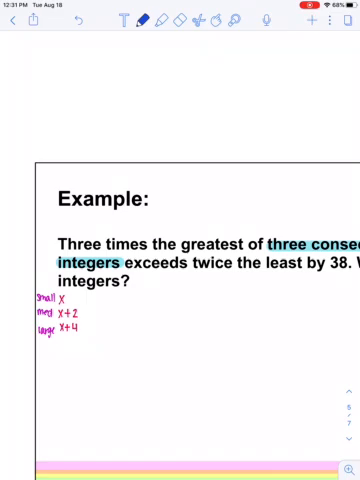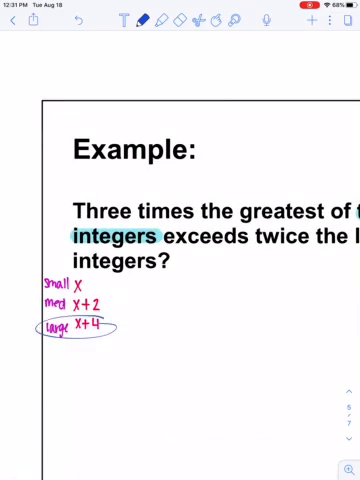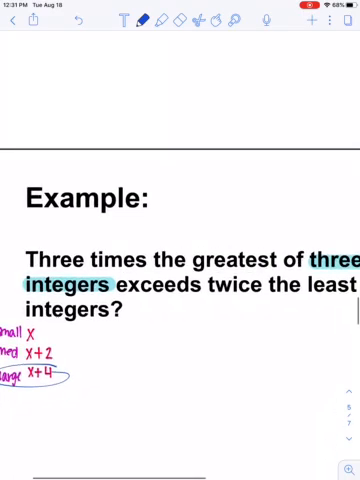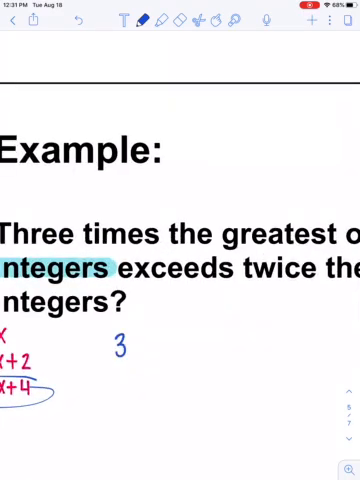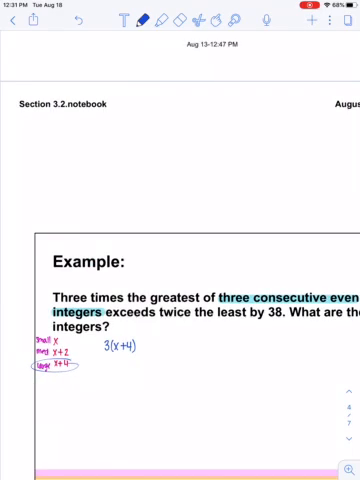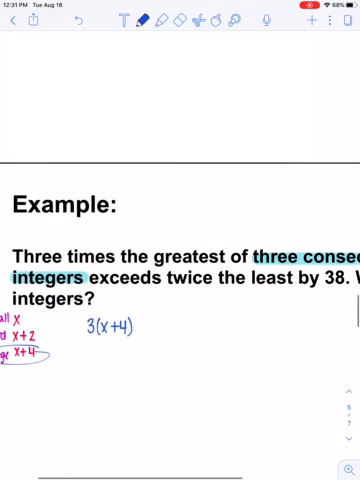It says 3 times the greatest. So my largest one was the x plus 4. So 3 times x plus 4. Make sure you put that x plus 4 in parentheses because that's all grouped together. That's all one thing, and we're multiplying it by 3. Exceeds twice the least by 38.